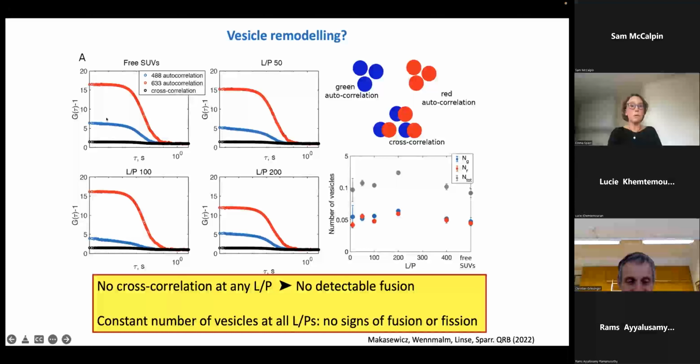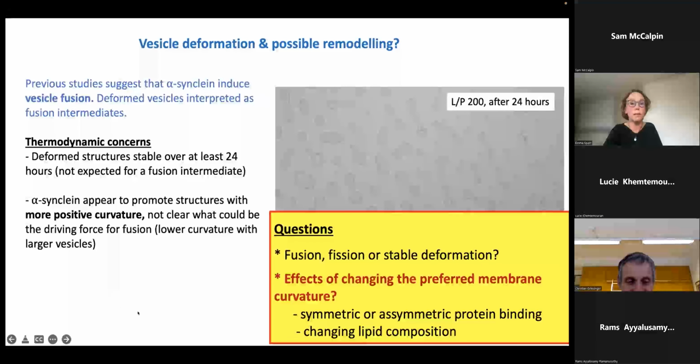We can also, by analyzing these data and taking into account the background signal, extract information from the intensities and the background correction, the number of vesicles over the different lipid protein ratio. And here it is more or less constant, which means that there are no signs of having fewer or more vesicles. So basically no detectable signs of fusion or fission in this case. So the conclusion from that case with this 30% charged lipid is that we more or less have stable deformation. But of course, if we change the system, maybe we can drive it even further.